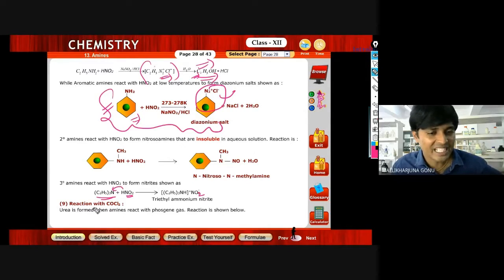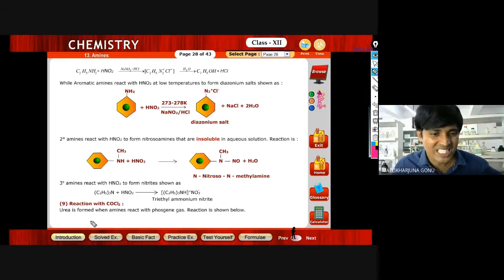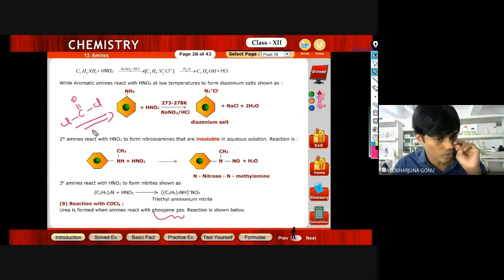Next, reaction with COCl2. COCl2 is called phosgene gas. What is it? Phosgene gas, COCl2. Highly poisonous gas. This was used in the World War also. In the First World War this gas was used. So urea is formed when amines react with the phosgene gas. Urea is formed.